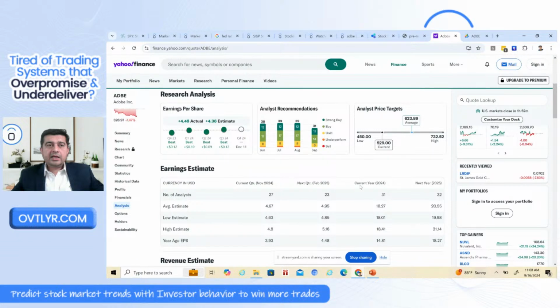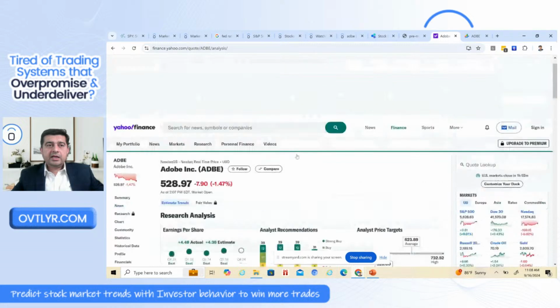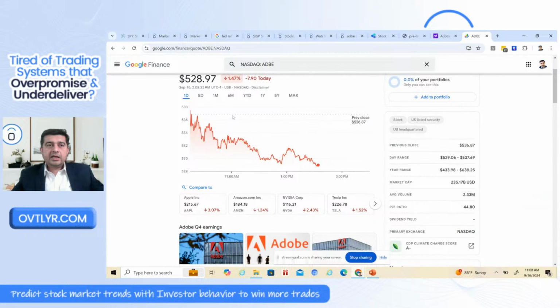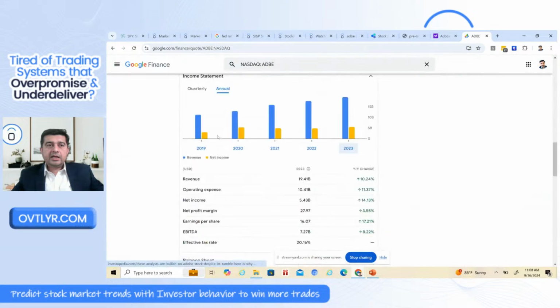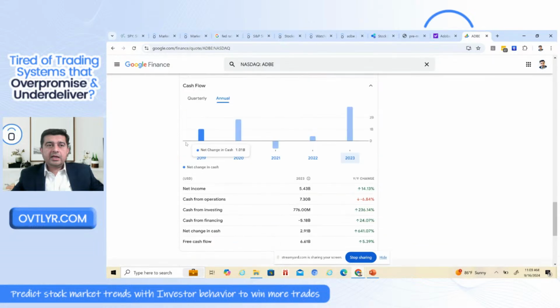Again, I don't give it a very high weightage in my decision making, but I do look into how many analysts are in favor of this particular stock. Are they upgrading it, downgrading it? Things like that help. And I also pull up Google Finance. I want to quickly look into how their quarterly or annual sales are doing, some of these numbers, if they have some bad debt that is coming due, whatnot.